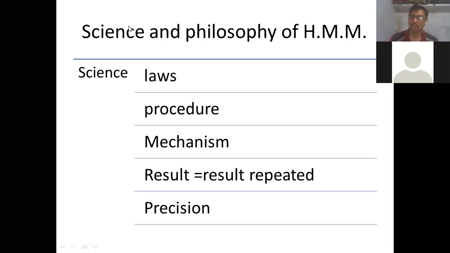So, what is the science part of homeopathic materia medica? The science part deals with the laws. What is the law which governs this procedure of construction of homeopathic materia medica? The first law is similia similibus curanter. The drug which is able to produce the symptom, the same drug will relieve the same symptom. This is the one law.